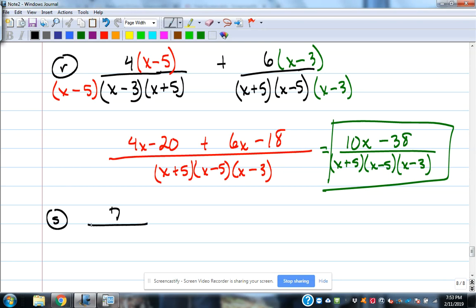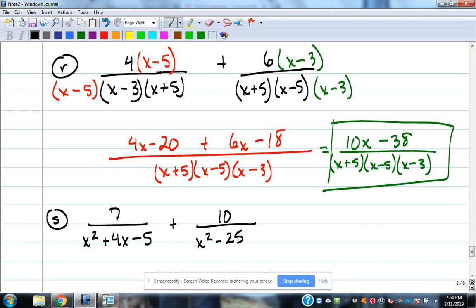So look at another one. 7x squared plus 4x minus 5 plus 10 over x squared minus 25. Well, this is where it relates back to the factoring stuff, because you have polynomials in the denominators that can be factored, because we want to end up looking like this.